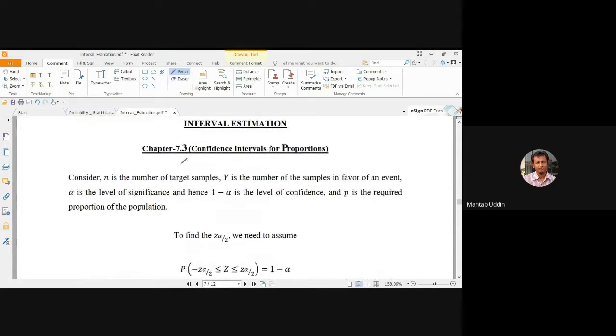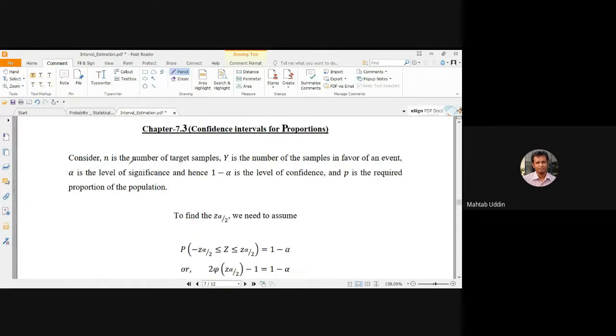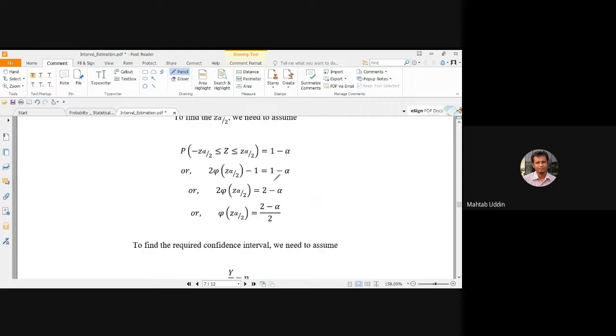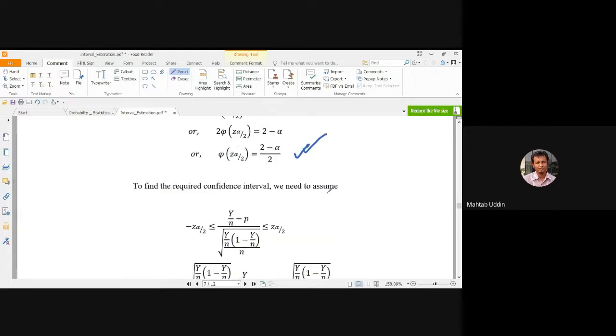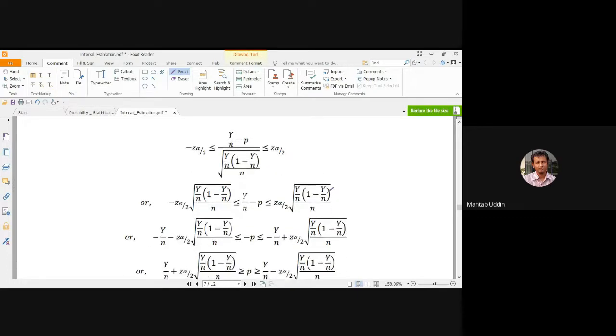That is exactly what I have said. N is the number of samples, the target sample, not all. Y is the number of samples in favor. Significance of 1 minus alpha. P is the required proportion. Then this is as well previous, but now this is the new interval.